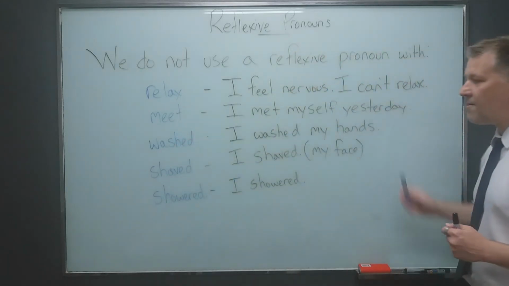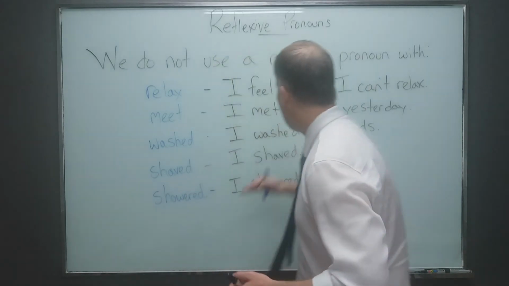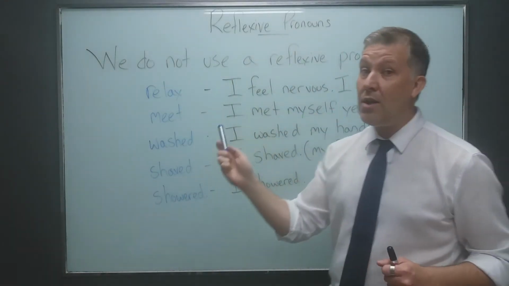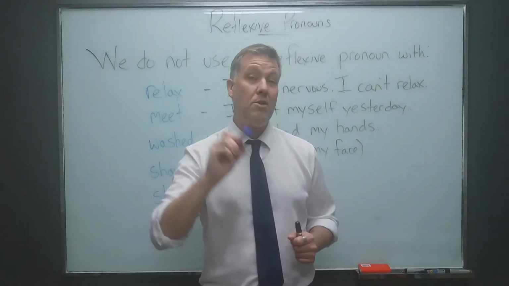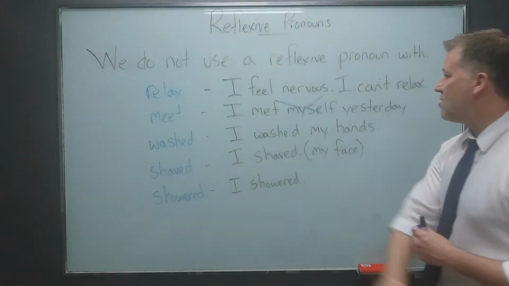The next one is meet. I met myself yesterday. This is impossible. You can't meet yourself, okay? This verb cannot happen to you, okay? Someone else can meet you. You can meet somebody else, but you can't meet yourself. So we will not say this.